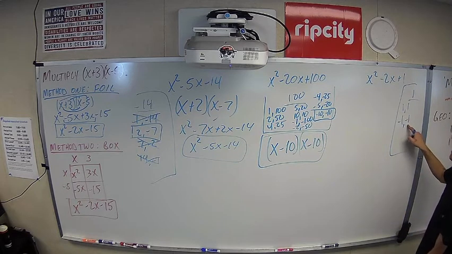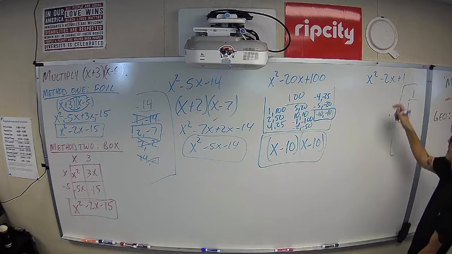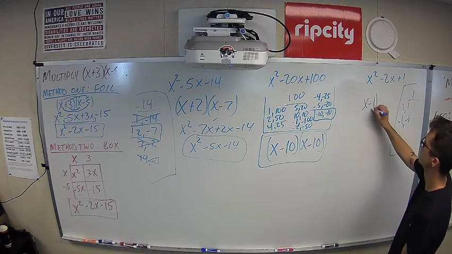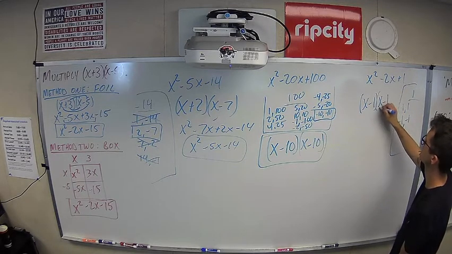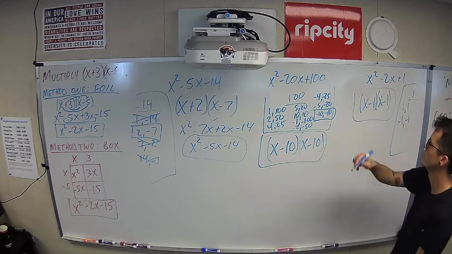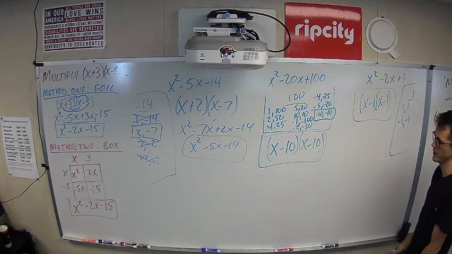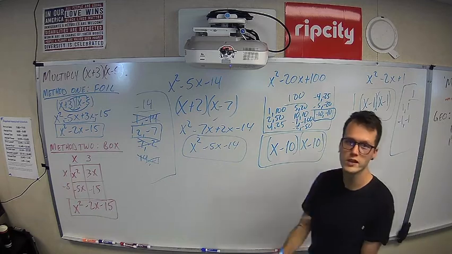Negative 1 plus negative 1 is negative 2. So this one's just going to be x minus 1 times x minus 1. Of course, if you were to FOIL this, you get back to where you started. Okay, if you need to review foiling, check out the video for that.